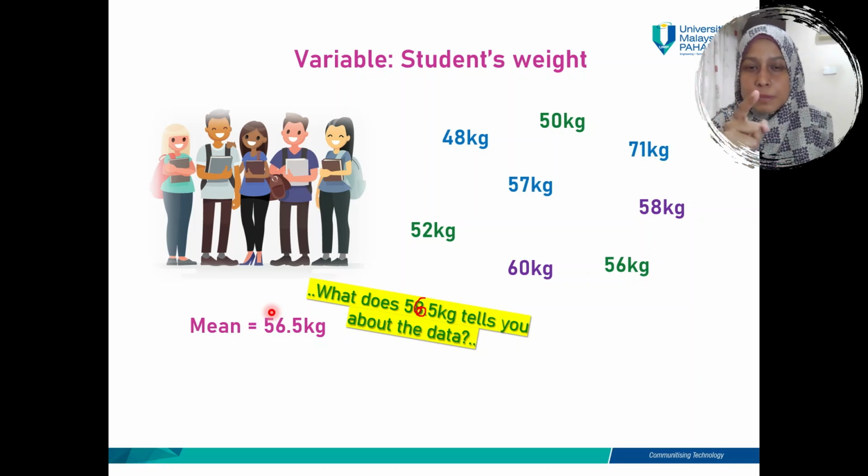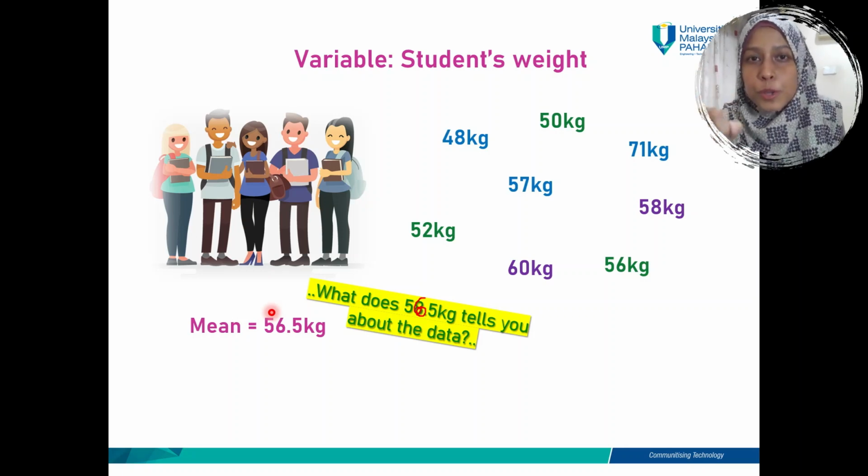It describes the central value of your data. It describes your data in a way that helps you to find a single value, which is the central value that represents the whole set of data values. So that is the function of measures of central tendency.